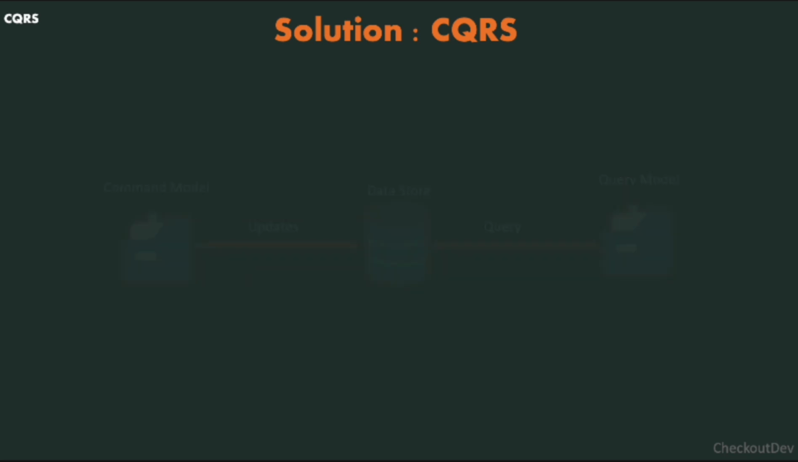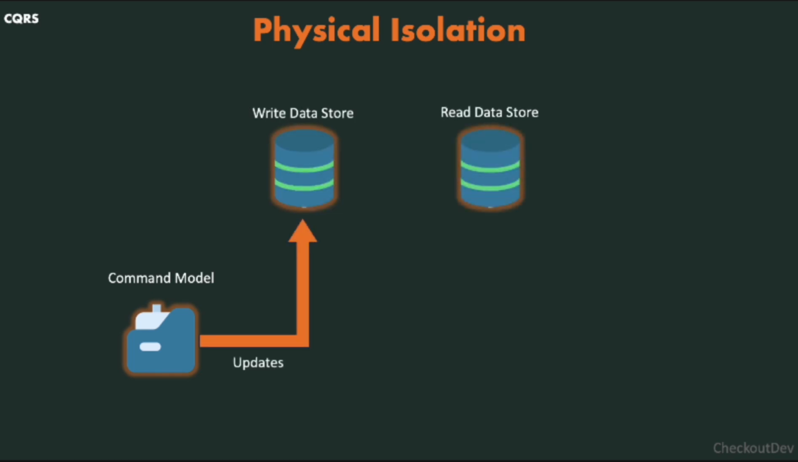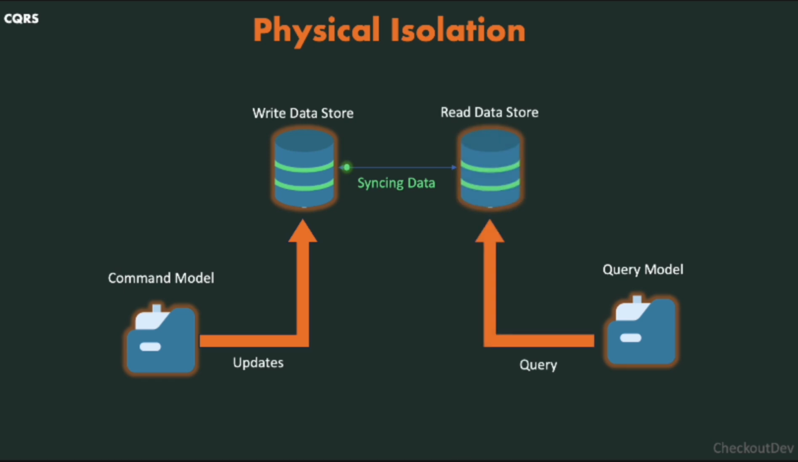But that's not it. CQRS also goes beyond this to a physical isolation. What does this mean? So we'll be having the command model as usual, but we'll be having a write data store that will be updating and another read data store. So basically, we'll be segregating not only the roles or the models, but also the DBs. So we'll be having two databases, one optimized for the writes, and the other one will be optimized for the read. But the thing that we will be having additionally from this, which is the data syncing between the two data stores. And we will be having, as always, the query model that will be querying from there.